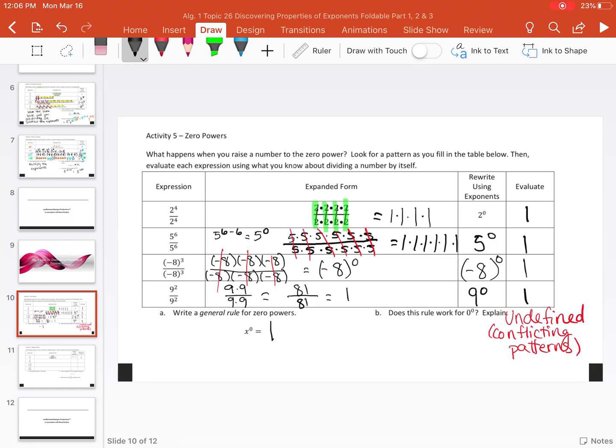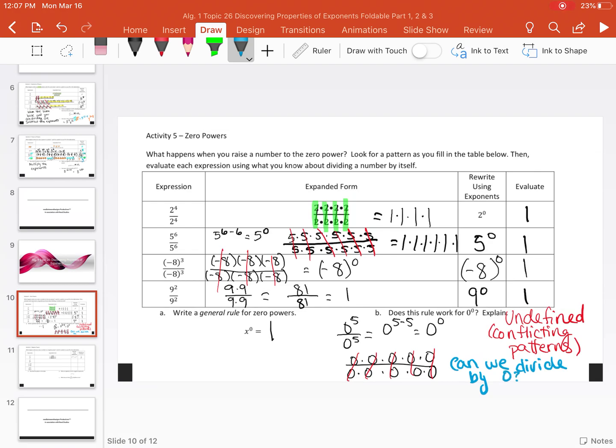So if we do an example that we did before, let's say we have 0 to the 5th power divided by 0 to the 5th power. Now, if we were to solve this by subtracting, we get 0 to the 5 minus 5, which would get us 0 to the 0th power. But if we were to expand this, we have 0 times 0 times 0 times 0 times 0, all over 0 times 0 times 0 times 0 times 0. Now here, they all cancel out, but can we actually divide by 0? No, we can't. We cannot divide by 0. If we divide by 0, that's undefined. Think back to slope. If you divide by 0, it's undefined.